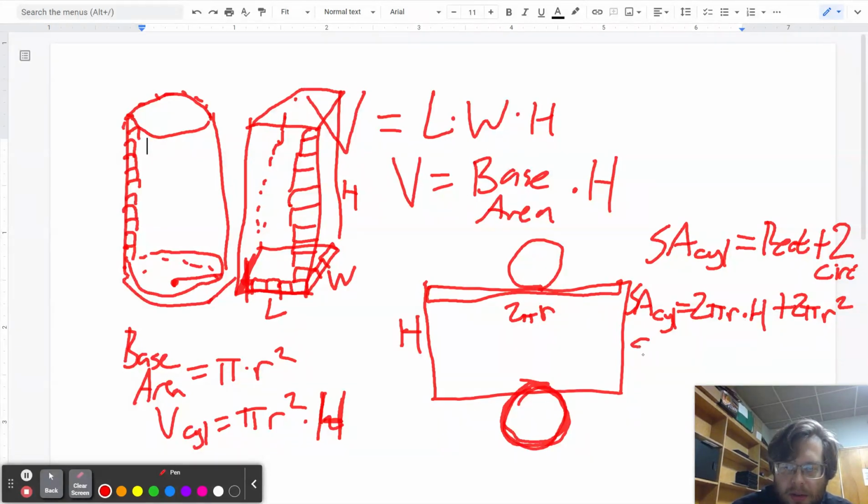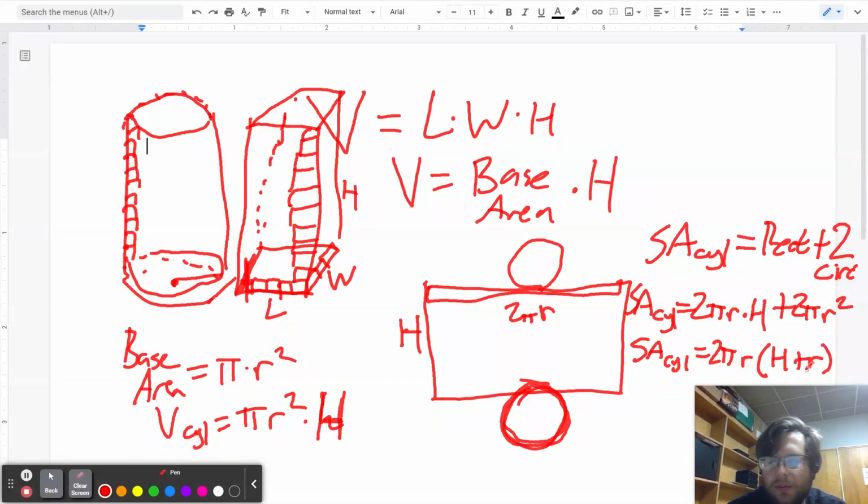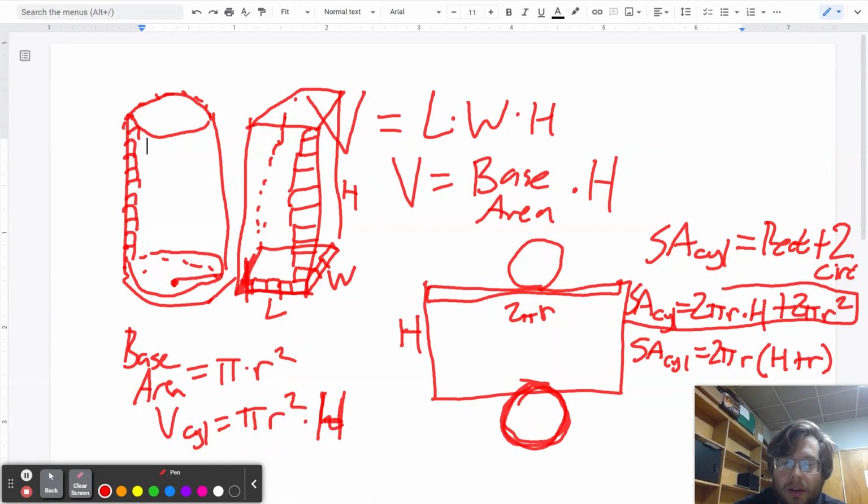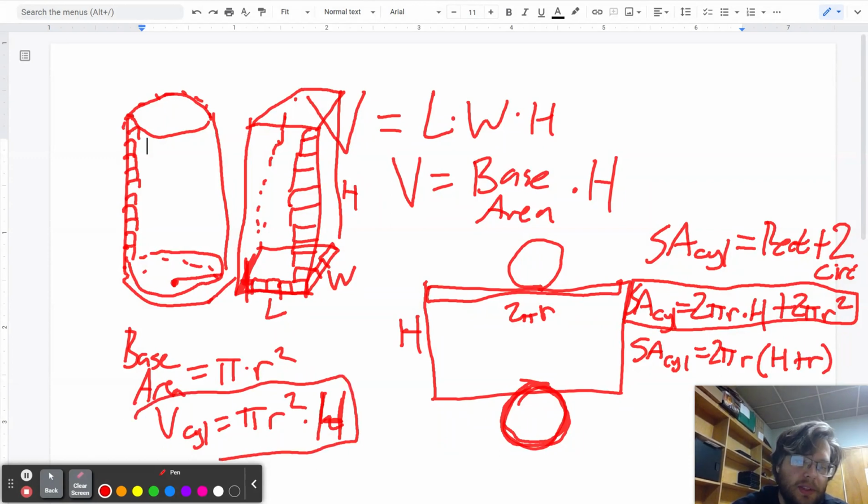If you want, you can write it in a slightly different form. If this is easier for you, you can use this one, 2 pi r times h plus r. So if you like that version more, go ahead and go with that. If you want to use the version here that keeps them separate, where it's the rectangle plus 2 circles, you can go with that. And over here is the volume of the cylinder. So those are some of the formulas that we will be working with where we're doing our 3D surface area and volume.